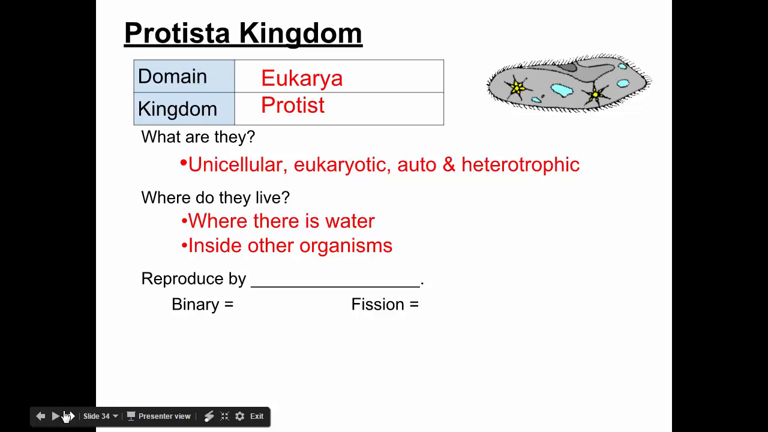And these protists reproduce asexually through binary fission. You know what binary means? Two parts. Yeah, it means two parts, binary. Like computers use a binary language, right? In computer language, everything's either what? One or zero.